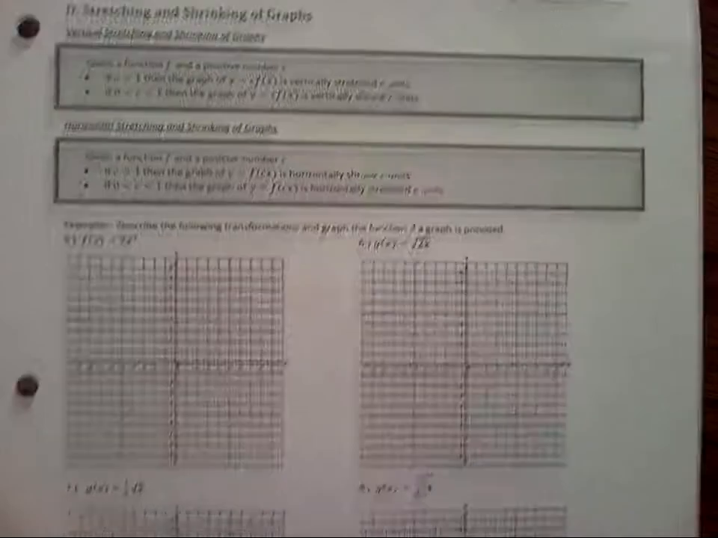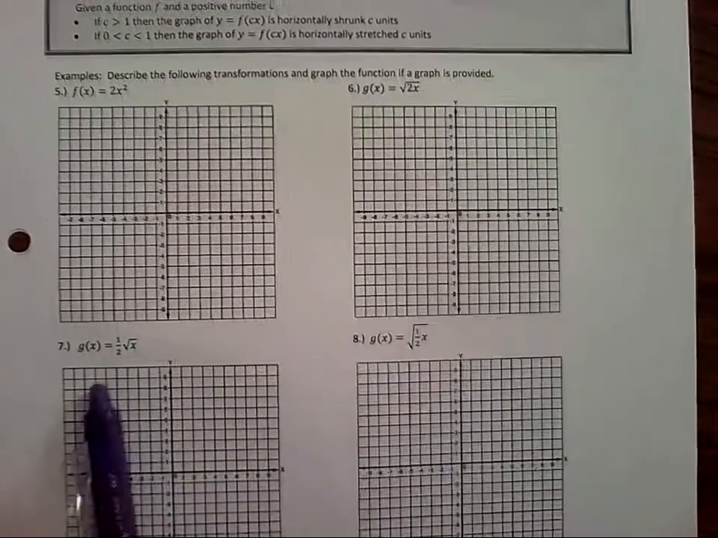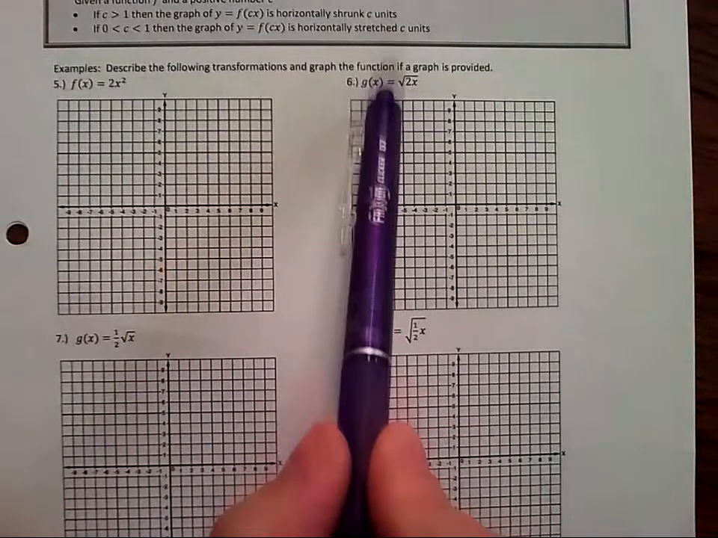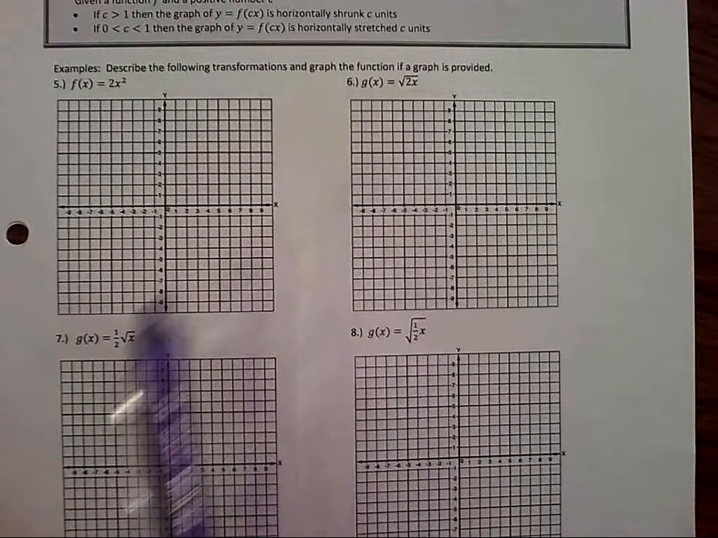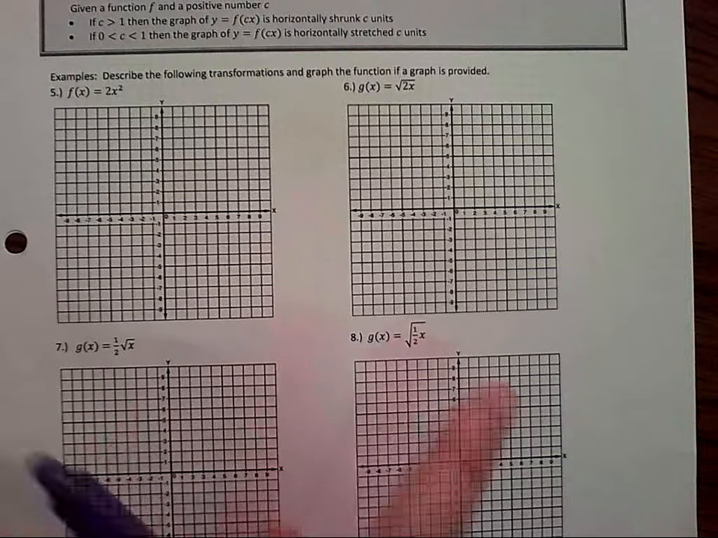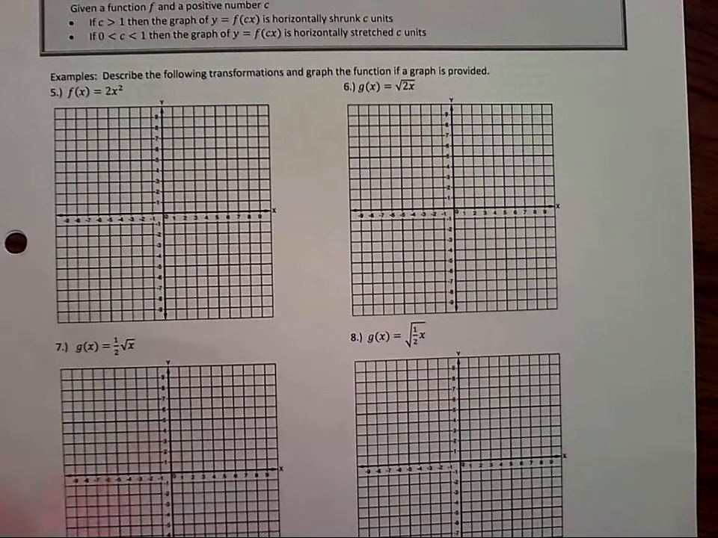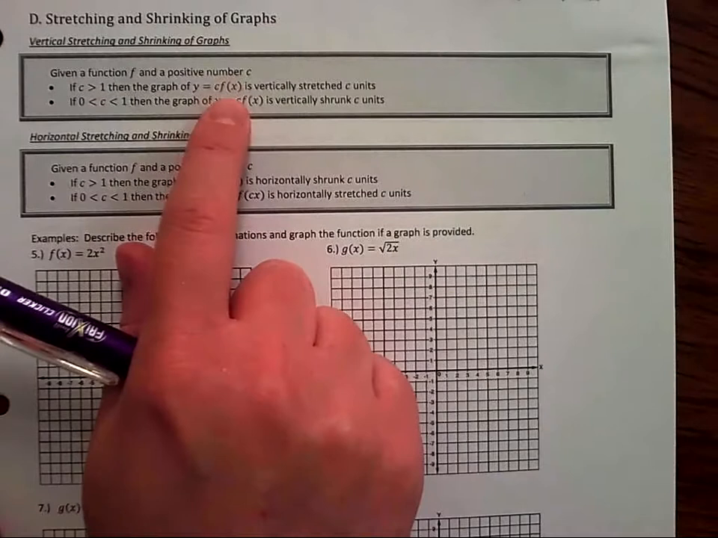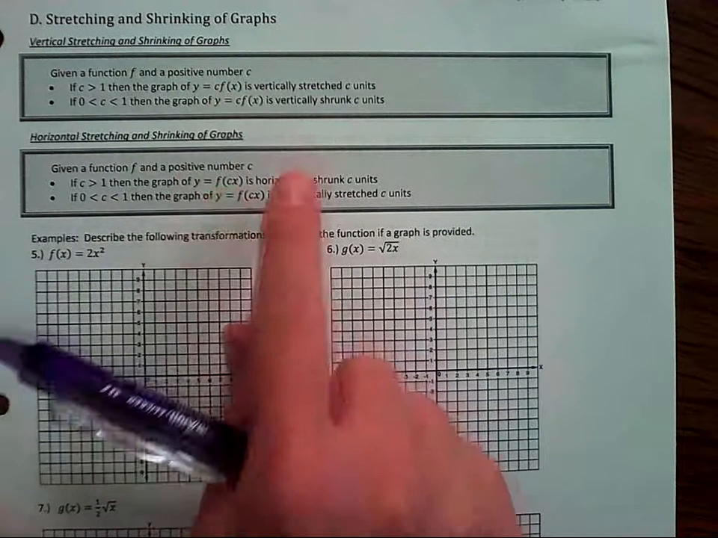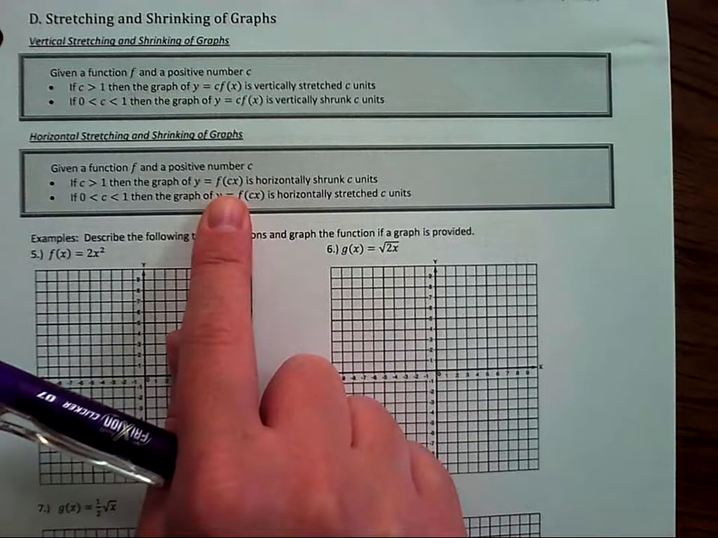So I tried to do examples of all 4 here. I want you guys to go through and identify vertical stretch, vertical shrink, horizontal stretch, horizontal shrink based on how the function looks. First, identify the main function from the first page, and then determine if it's inside or outside the function, right? Am I multiplying a number times my function on the first page, or am I putting that number into the function?